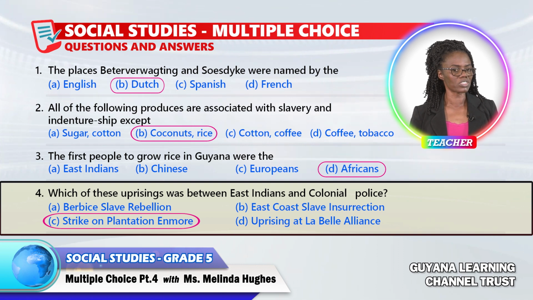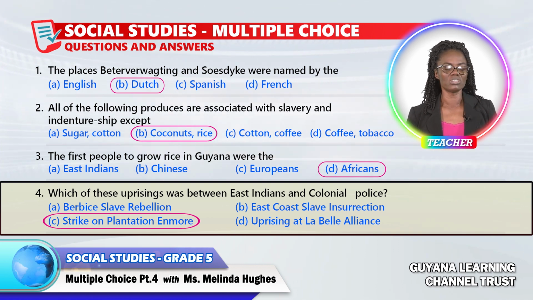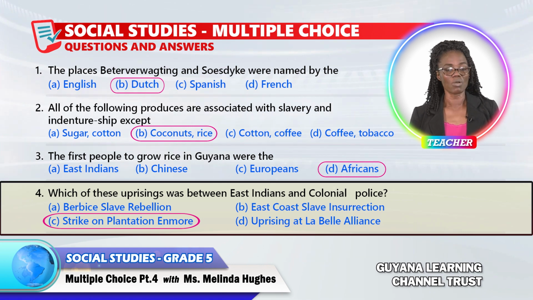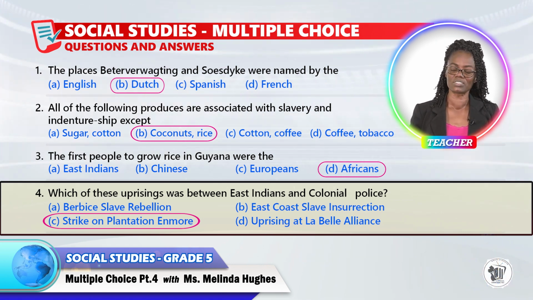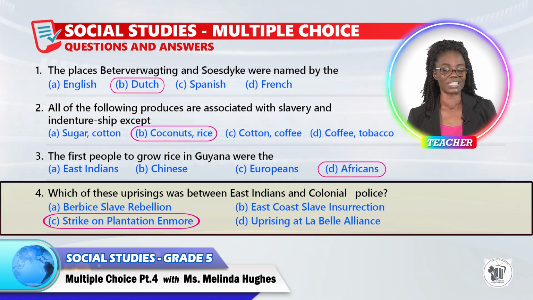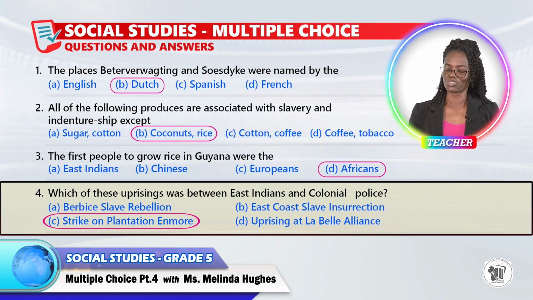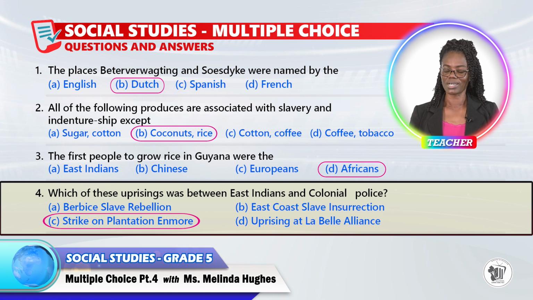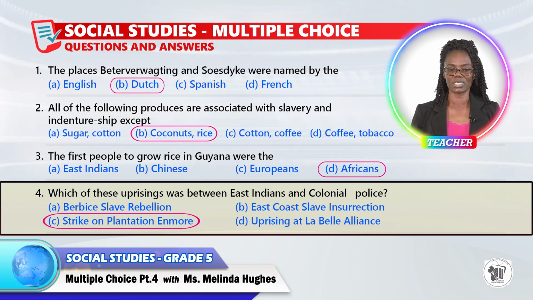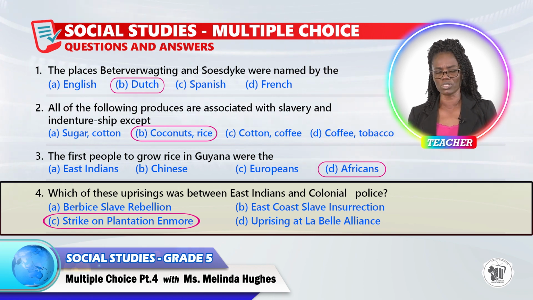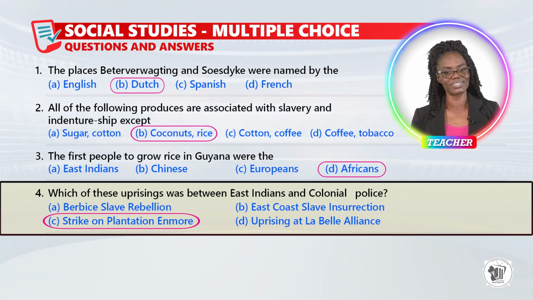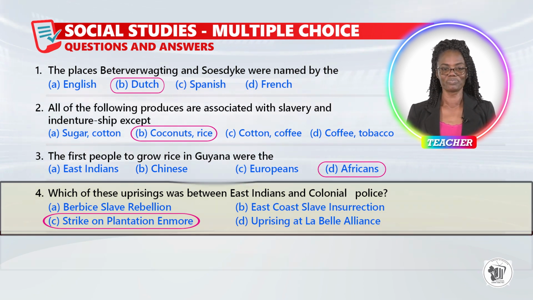Yes, boys and girls, on Plantation Enmore, the East Indians were fighting not because they wanted to, but because they weren't pleased with the working conditions and the pay that they received. And during that time, the colonial police would have shot at the East Indians. And so today we have a monument that is erected in their memory. How did that happen? All because there was a strike on Plantation Enmore.